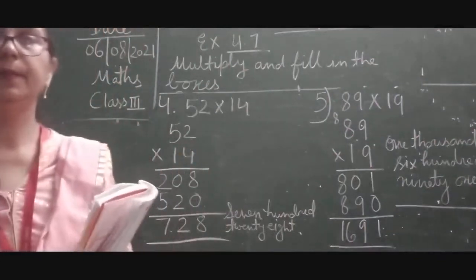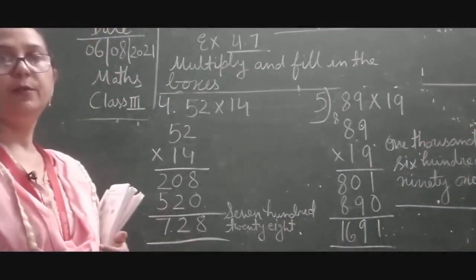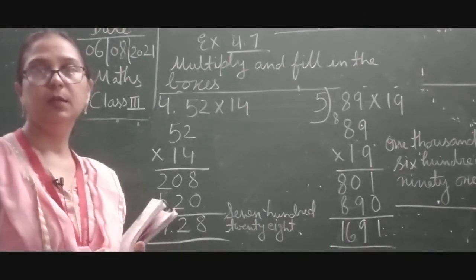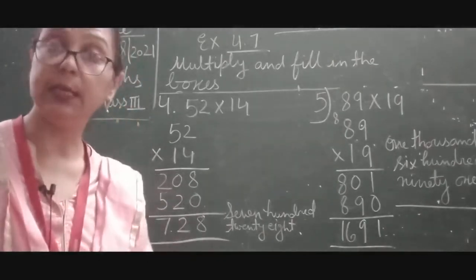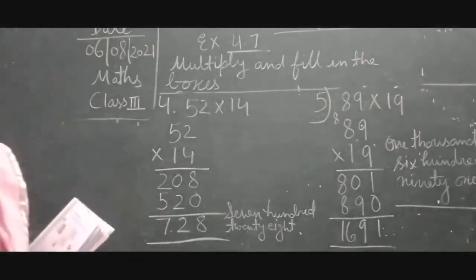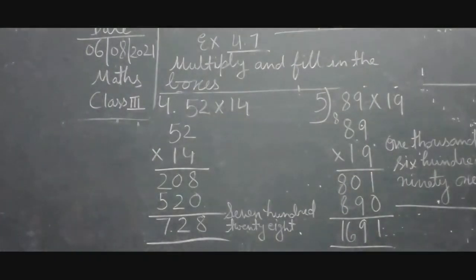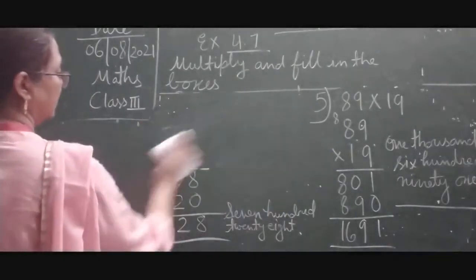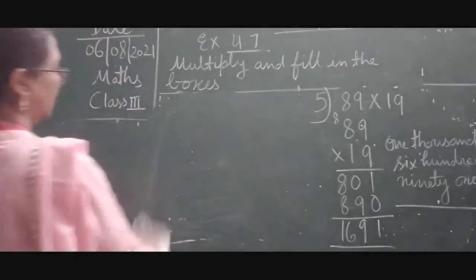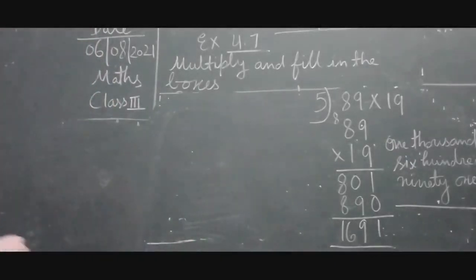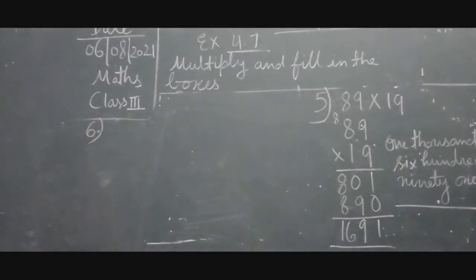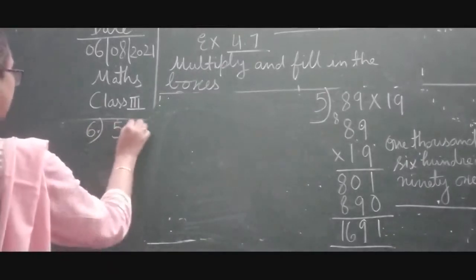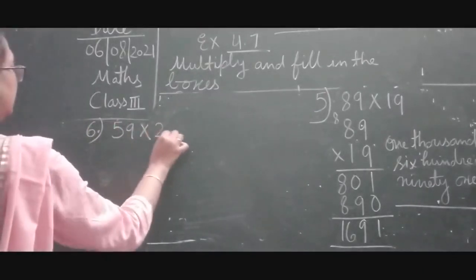So, children, complete it. We have completed question number 4 and 5. So you just complete it. Now we are moving to do the next question, that is question number 6, children. Okay, so complete it. Now we are going to do question number 6. The 6th number we will see, 59 multiplied by 23.